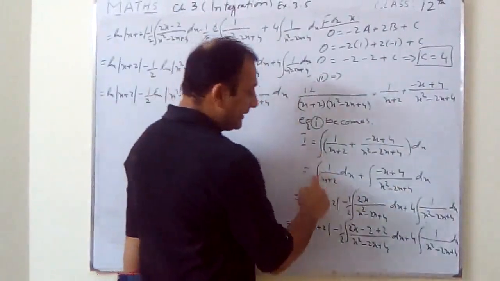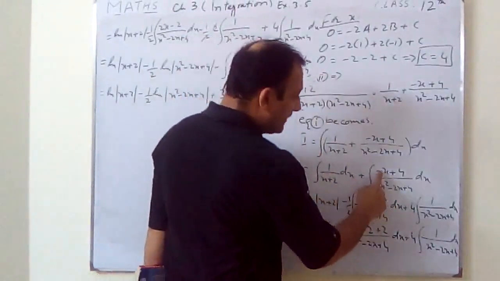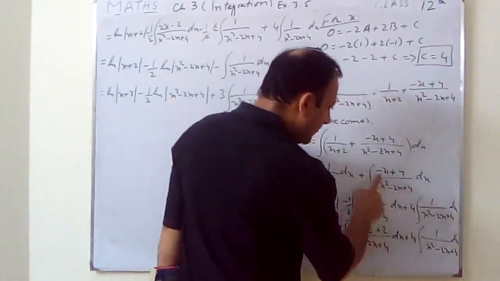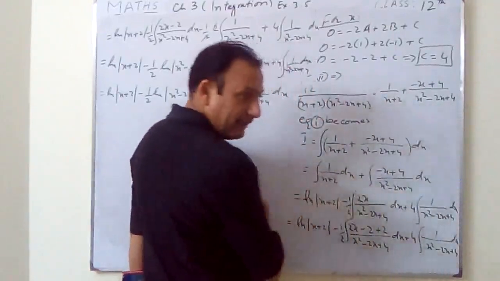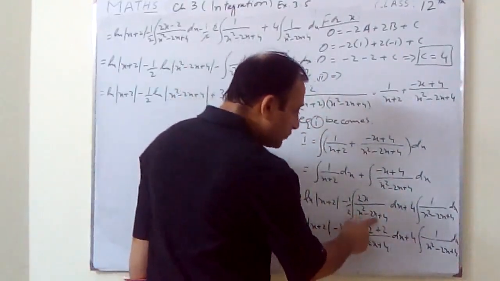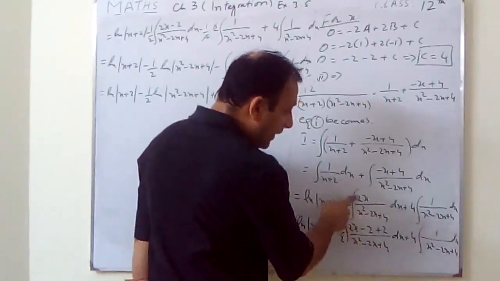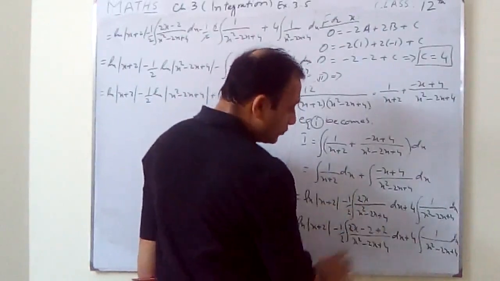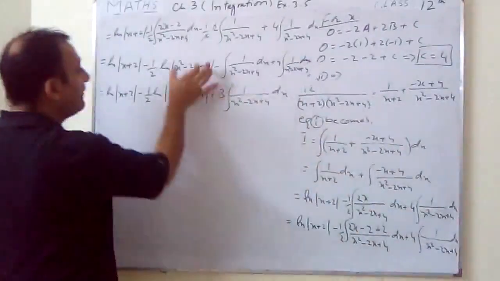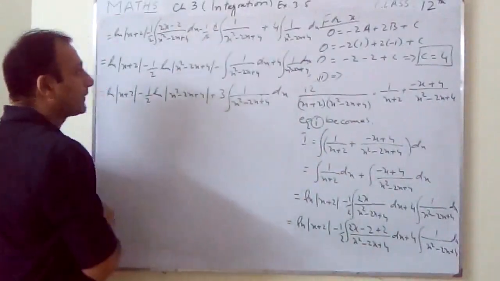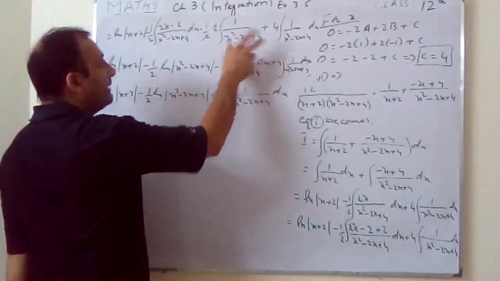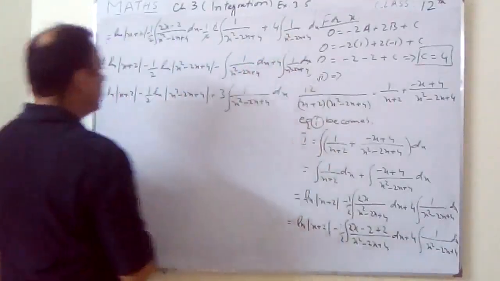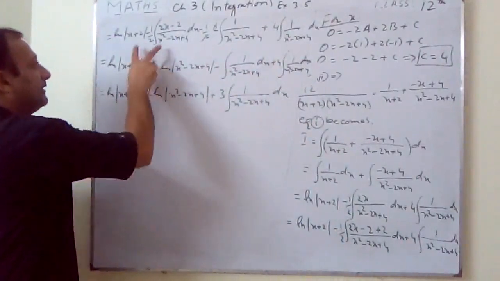So split the integral 1 over x plus 2 plus minus x plus 4. Again I have split this one and this one. Here I have multiplied by 2 and divided by 2. So we need x square minus 2x plus 4. Why? Because we need 2x minus 2. So 2 I have multiplied already. So minus 2 plus 2, this value as it is. Now I have again split this one and this one. So these two values are the same. So this is minus 1 and this is 4. So it becomes 3. Now we have taken the integral of these two.